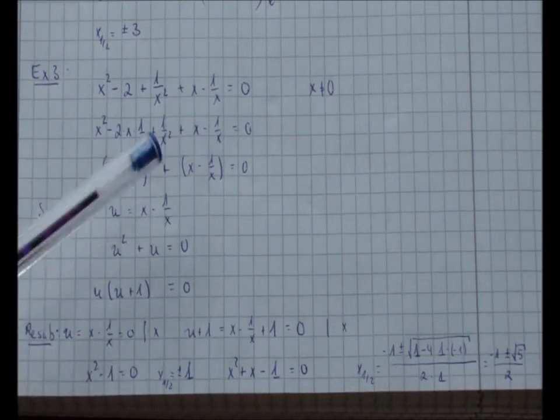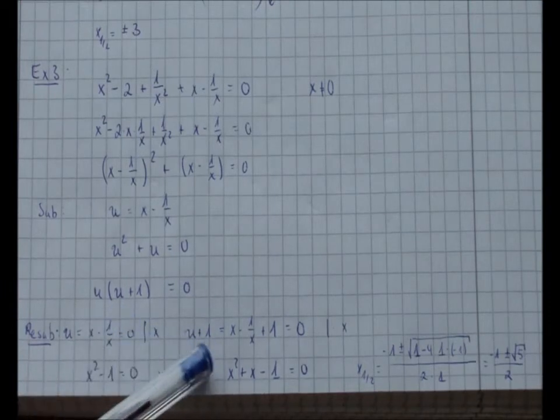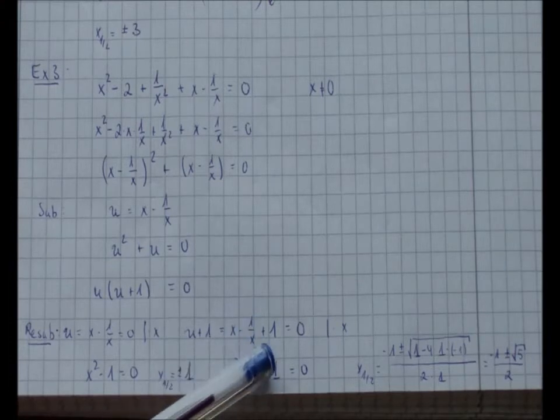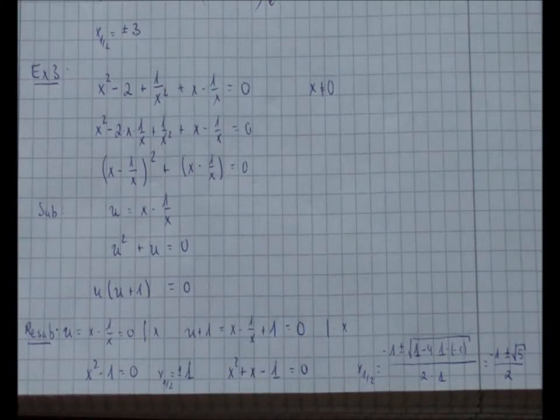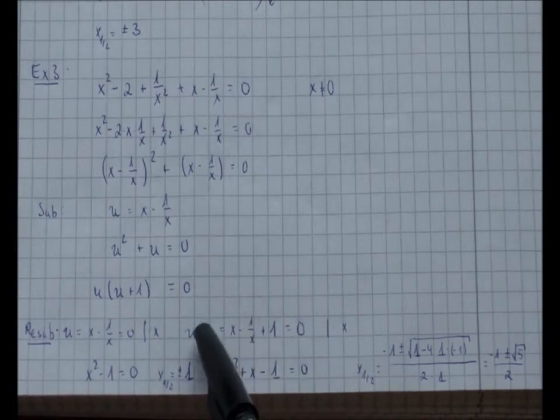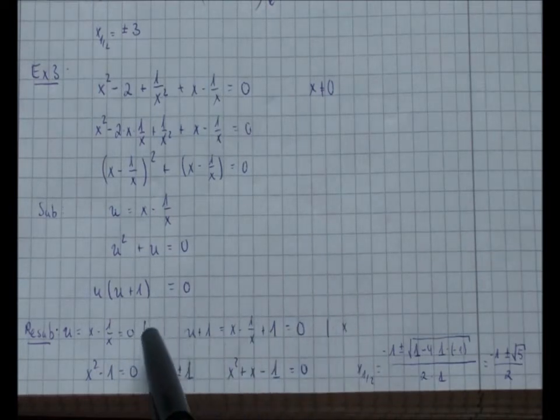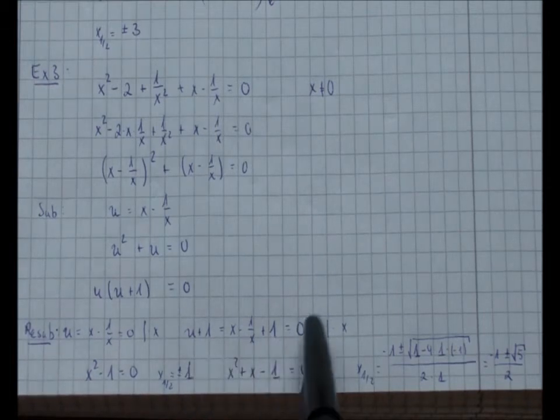So this has to be 0, or 1 plus u, which is actually x minus 1 over x plus 1, is equal to 0. So this is just u plus 1, okay, and this has to be 0. Now we solve them by just multiplying with x, and the first equation will give you x squared minus 1 equals 0. If you solve that, you will get x1,2 equals plus minus 1.